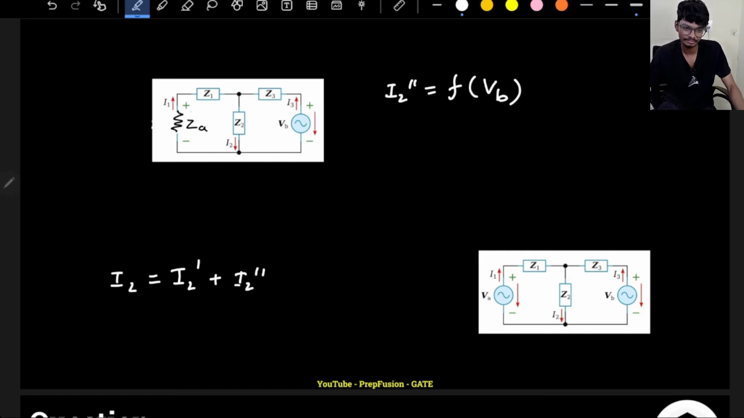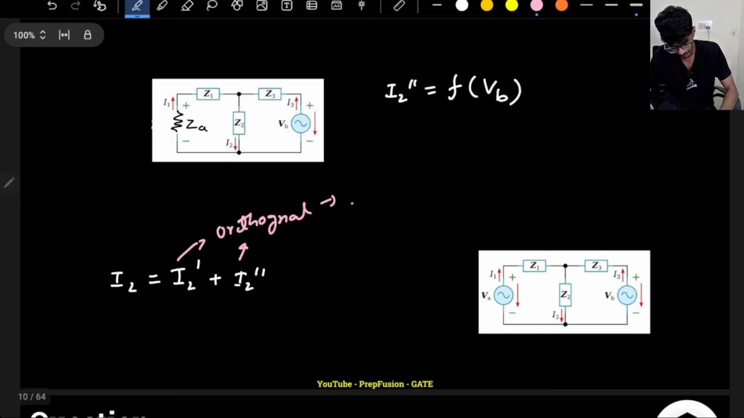So same as the previous case only. And remember, if they are of the same frequency, you can simply club them together. If they are orthogonal, you can add their powers. So if I2 dash and I2 double dash are orthogonal, then individual powers can be added.